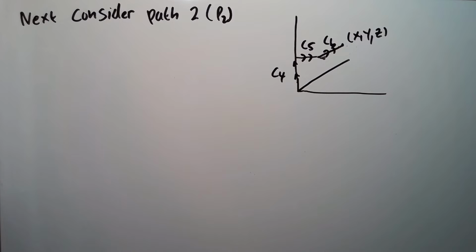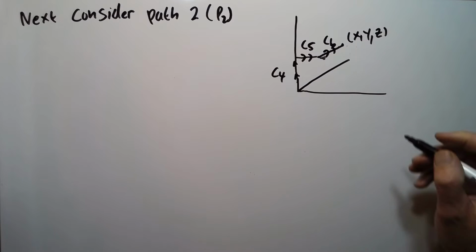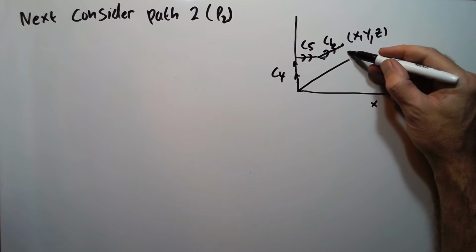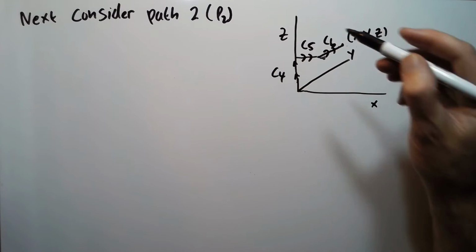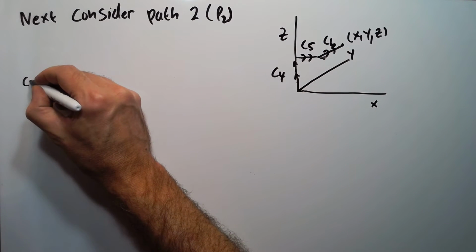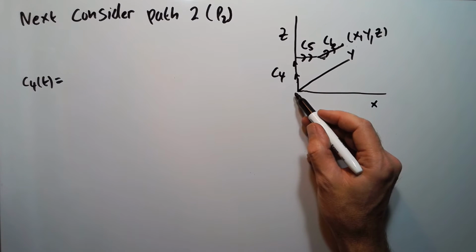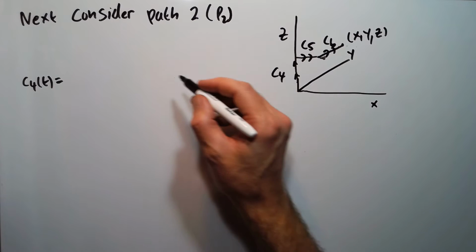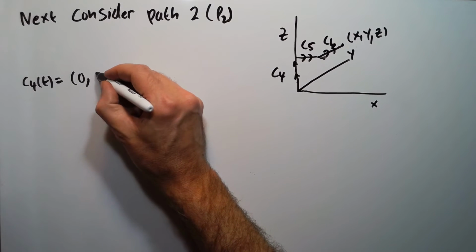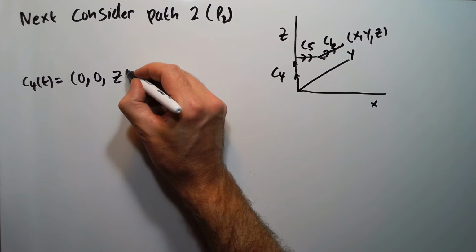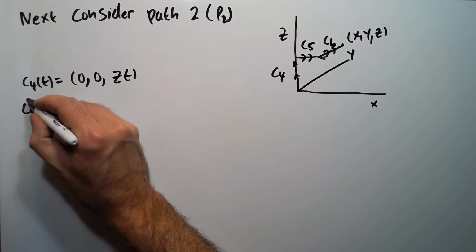Okay, next we're going to consider path 2. So we're going to end up at the same point. We're just going to come from a different direction this time. So we're starting at the origin. So we're going to go along the z-axis first. Then we're going to go along, so this is the x here, then the x, then the y. Okay, so C4. You're starting at 0, 0, 0, we're going to 0, 0, z. I'll let you check when you parameterize this, 0, 0, zt.